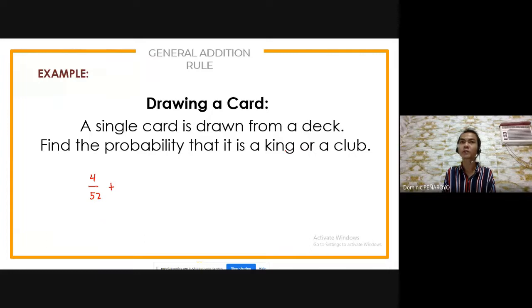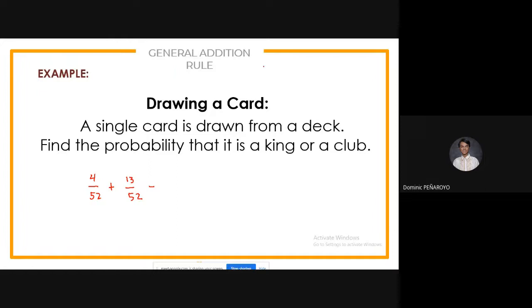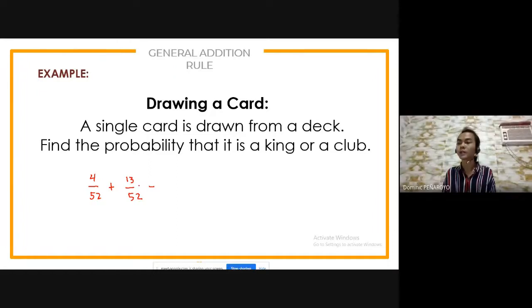Meron tayong 13 na baraha na club. So that's 13 over 52. Pero may common ba sa kanila, sa king at club? Meron, 'di ba? That is the king of club. So naulit siya. So this is an example of non-mutually exclusive event. So gamitin natin yung general addition rule. So ilan ba yung king na club? Isa lang naman. So minus 1 over 52.